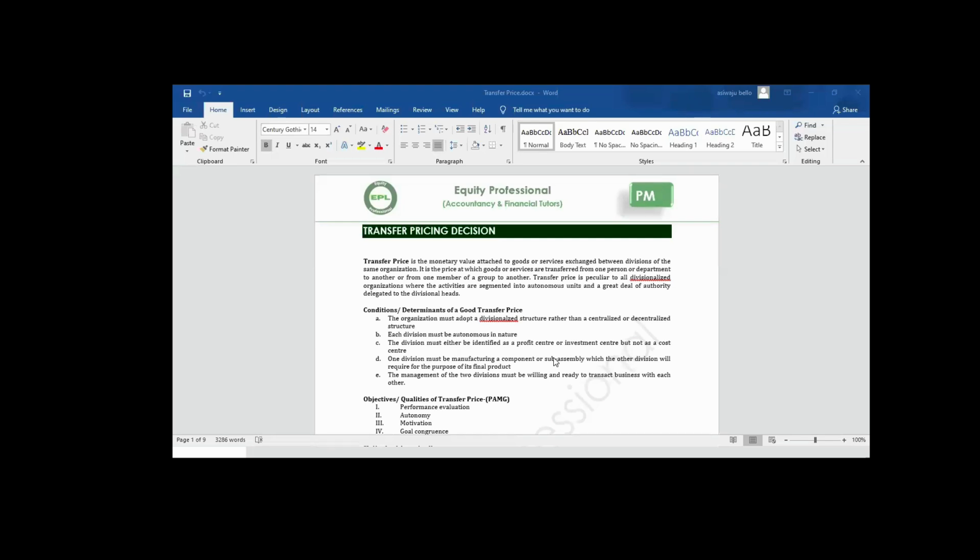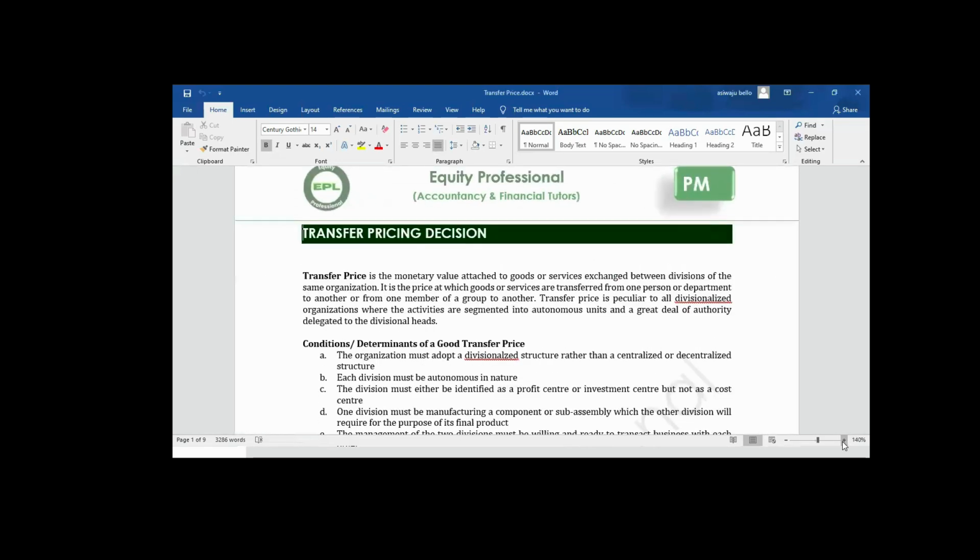Let us go to the business proper. Now, transfer price. Before the definition, let's do a brief explanation. Where a company is operated along divisional structure, it is very possible that one division will produce goods or service required by another division within the same organization.